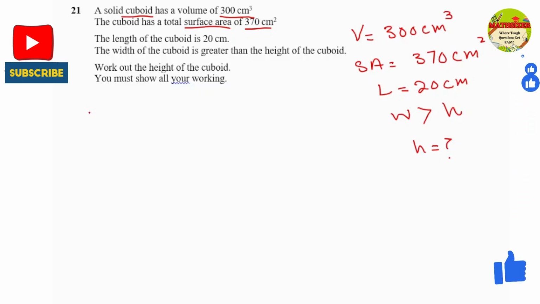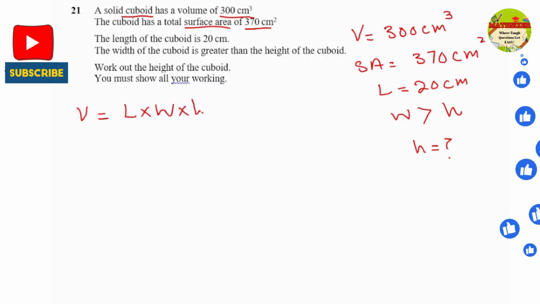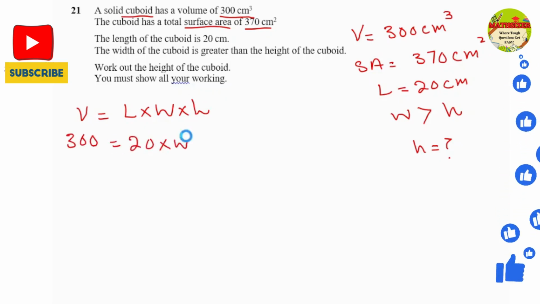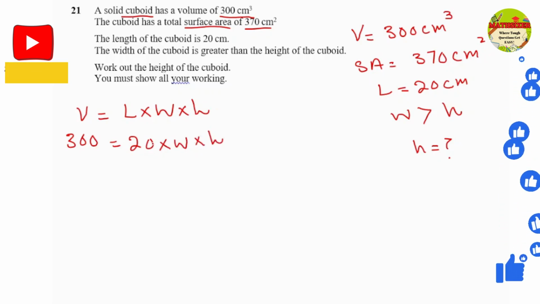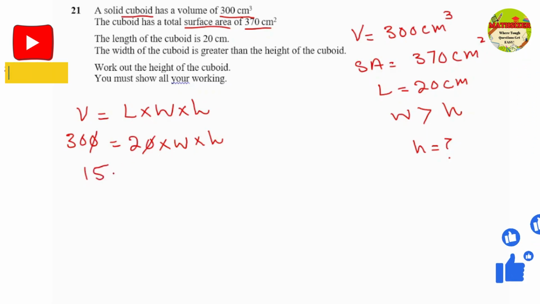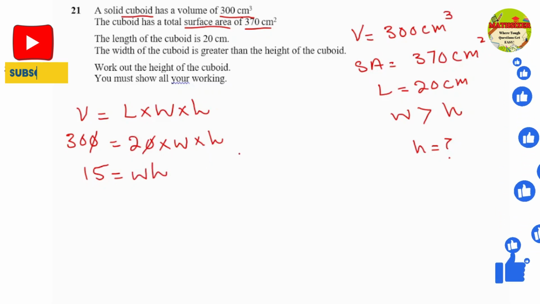So what's the formula for the volume? Volume is equal to length times width times height. Volume we have given already, 300. Length we have given, 20 centimeter. We don't know width, we don't know height. So just cancel out the zeros on both sides, and 30 divided by 2 is 15. And W times H is WH. So WH is equal to 15. So this is our one equation.